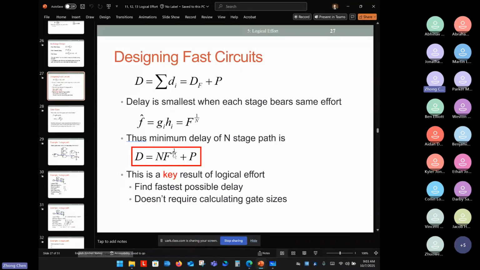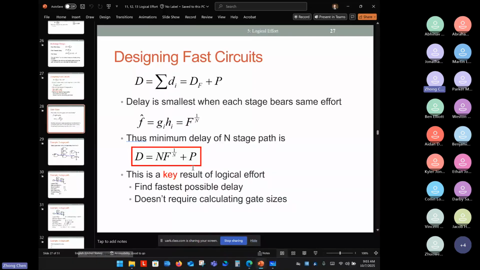This equation will give you the minimum amount of delay time that you can achieve for a specific multi-stage circuit. Again, this equation gives you the minimum delay time that you can achieve for certain circuits with multi-stage. All right. And each stage effort will be f equal to capital F to the power of 1 over n.